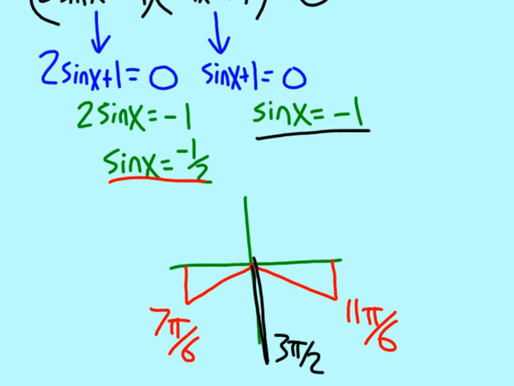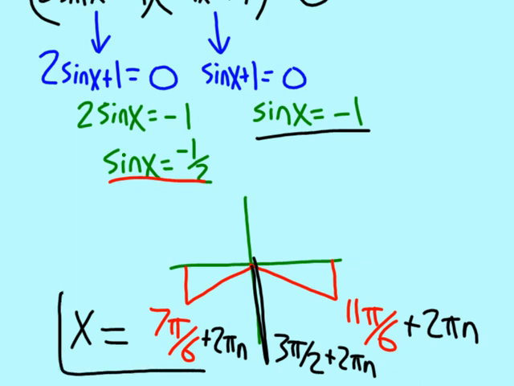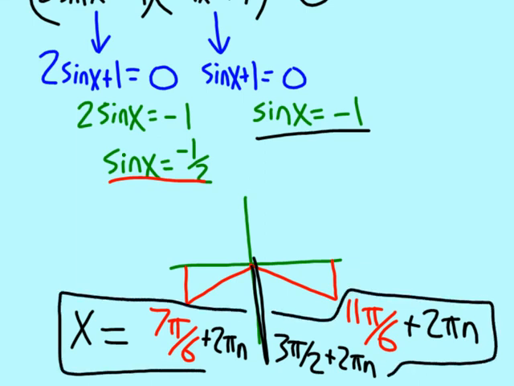7 pi over 6 plus 2 pi n. I'm not color coding this real well, but 3 pi over 2 plus 2 pi n. 11 pi over 6 plus 2 pi n. x equals all of those. I'm sure some other math teachers would probably criticize that I'm not being a little bit neater, but I feel like it's legible. I went down the page. It's all in a box. That's good enough for me.